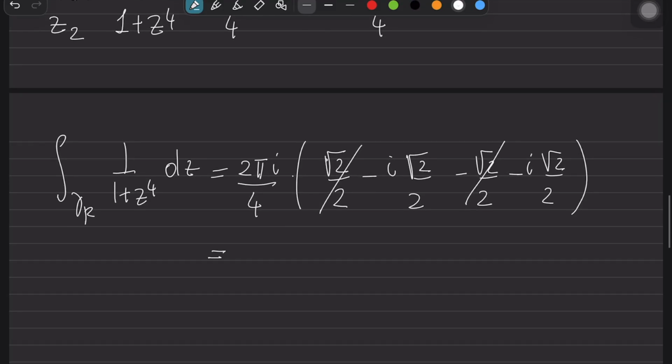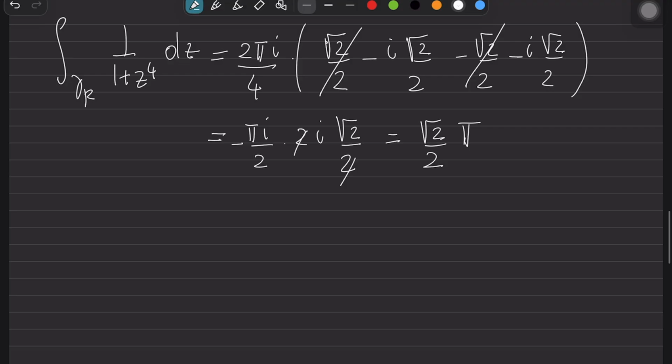So what is left is pi i divided by 2 times 2, so minus 2i square root of 2 over 2. 2 and 2 simplify. i times i is equal to negative 1, times negative 1 is 1. So this is going to be just square root of 2 over 2 pi. Okay? Perfect. So this is the result using residue theory.